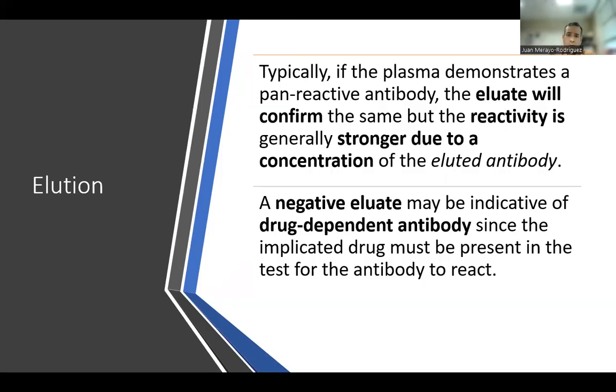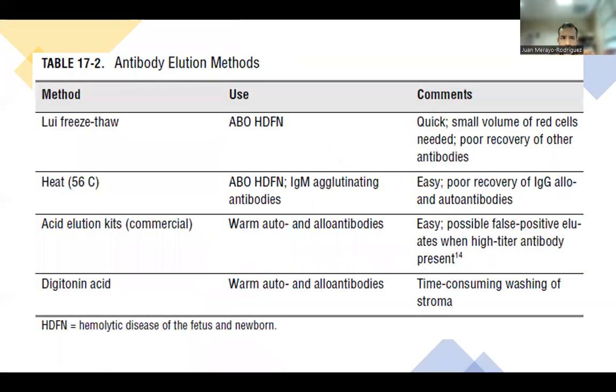A negative eluate may be indicative of a drug-dependent antibody, since the implicated drug must be present in the test for the antibody to react. Here we can see some antibody elution methods that can be helpful depending on what you're looking for. For example, the Lui Freeze-Thaw can be used for ABO in hemolytic disease of the fetus and newborn. It's quick, a small volume of red cells is needed, but there is poor recovery of other antibodies. And you can see the other options that you may need in your practice.